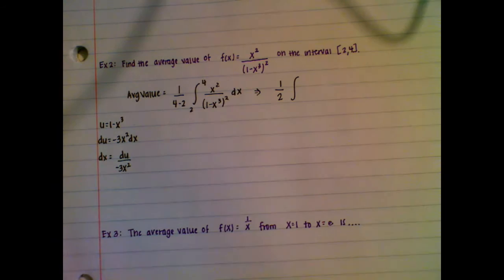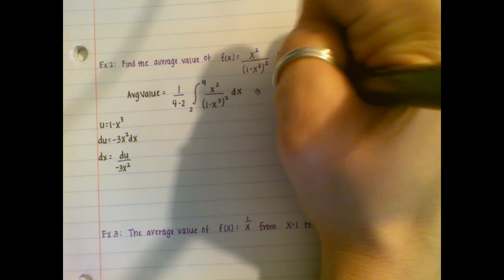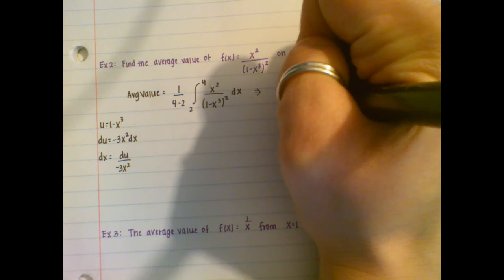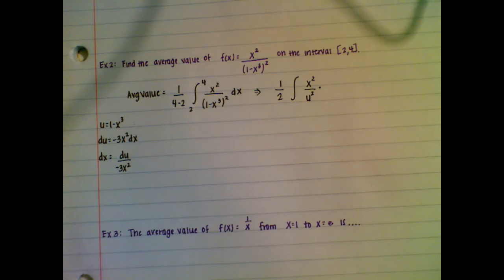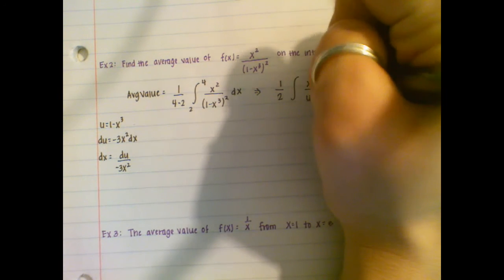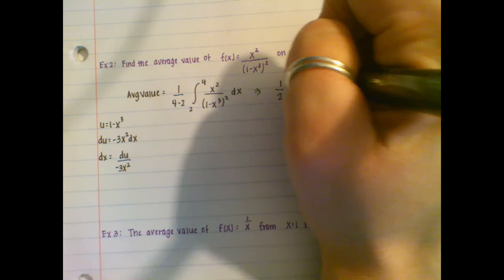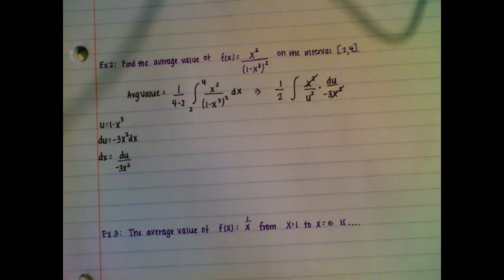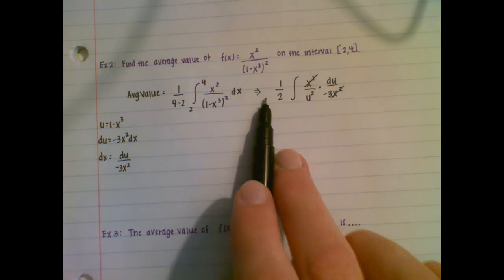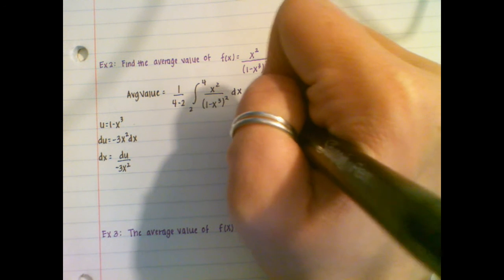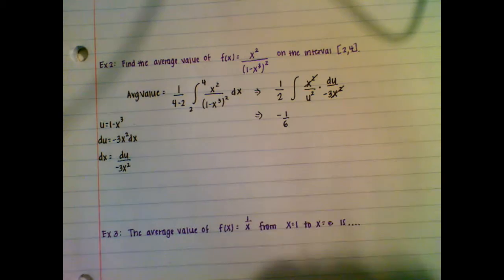So clean up that fraction on the outside. That's going to be 1/2 times the integral of x squared over u squared times du over negative 3x squared. And then that will allow me to get rid of those x squareds. I'm going to bring that negative 1/3 on the outside with that 1/2. So when you multiply those together, that would give you a negative 1/6.